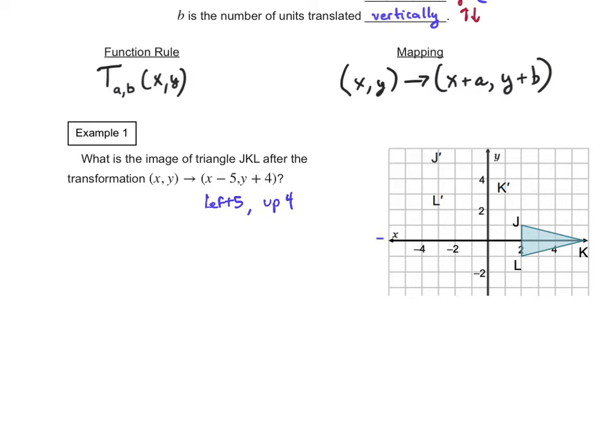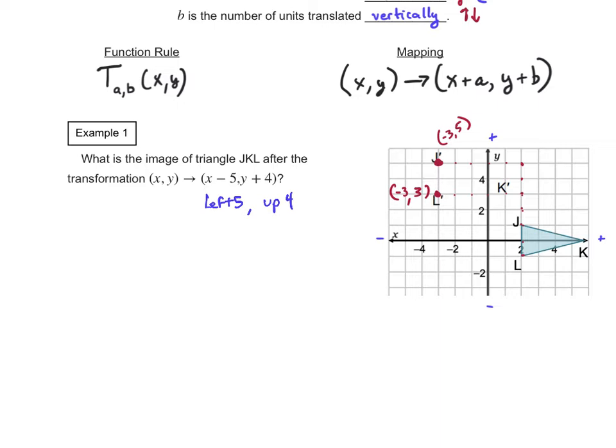Because this is negative and this is positive, those are the directions. So if I take J and move up 4, 1, 2, 3, 4, and then left 5, 1, 2, 3, 4, 5, J prime is going to be negative 3, 5. I do the same thing with L to L prime: up 4 and then left 5, 1, 2, 3, 4, 5. L prime looks like it is going to be negative 3, 3.